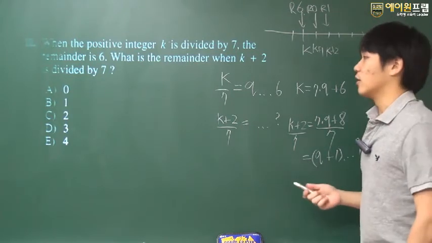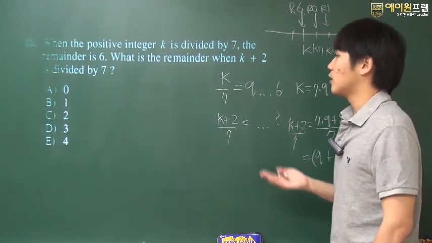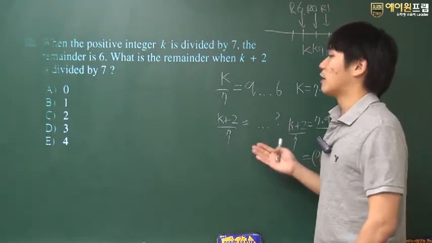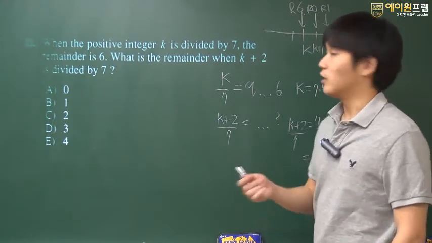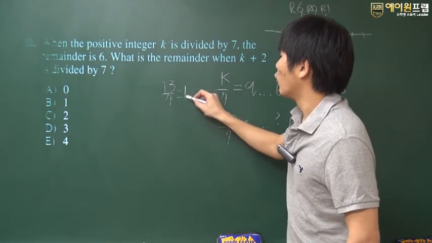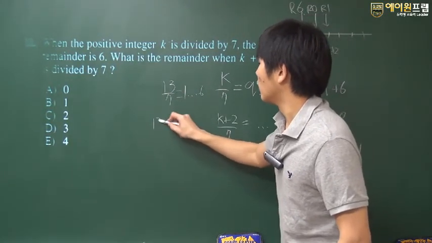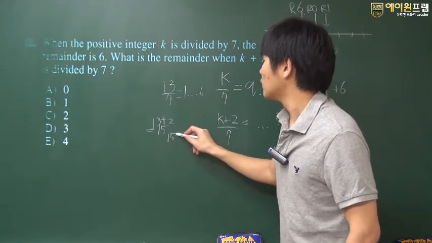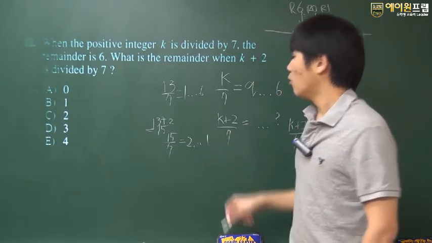Another way of doing this, if this is a little bit harder to understand, one of the best ways is actually just inputting a number for k, okay? So just find a number that, when divided by 7, the remainder is 6. So what's an easy number? How about 13, okay? Because 13, when divided by 7, you end up with a quotient of 1 with remainder 6. So when I add 2 to 13, it becomes what? It becomes 15. And when 15 is divided by 7, you end up with 2 with a remainder of 1, okay?